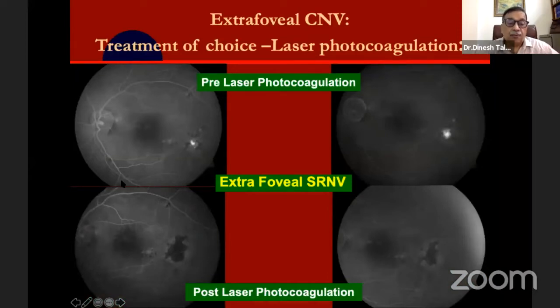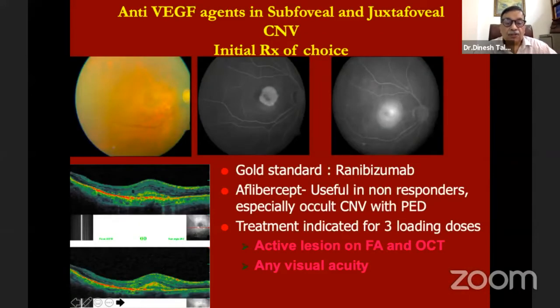This is just to give you an example of how a well-defined extrafoveal lesion can be completely destroyed by a laser without any adverse effects, and that's still a mainstay of treatment for these patients. However, for subfoveal and juxtafoveal lesions, the gold standard till now has been ranibizumab, but now aflibercept is catching up. The treatment is with at least 3 loading doses in all active lesions on fluorescein angiography and OCT with any level of visual acuity. Even if the visual acuity is low, I would give a chance with the first 3 injections.